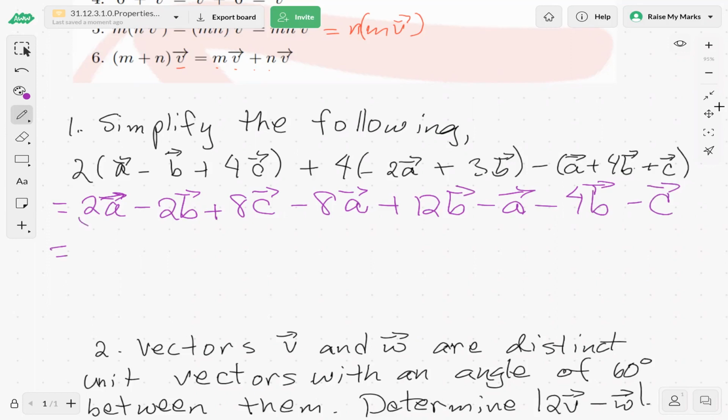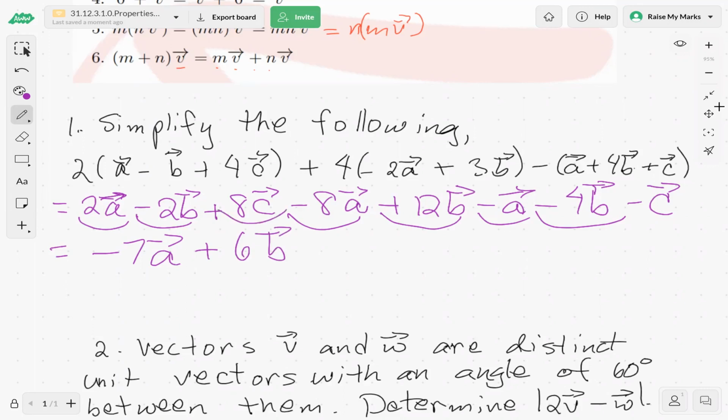Let's do all the vector A's. We have 2A here, we have negative 8A, so that's negative 6A, minus A, negative 7 vector A. Next let's look at the vector B. Negative 2B plus 12B, so that's 10B, 10B minus 4B, so we get plus 6B. And finally C: 8C minus C, so we're left with plus 7C. So we've simplified our original expression down to the vector negative 7A plus 6B plus 7C.